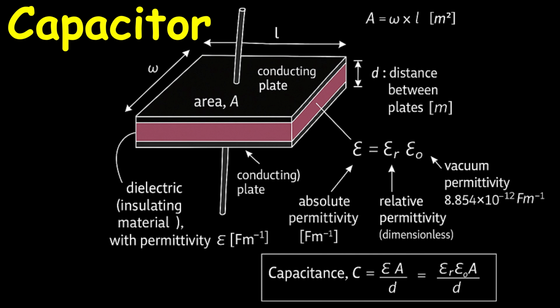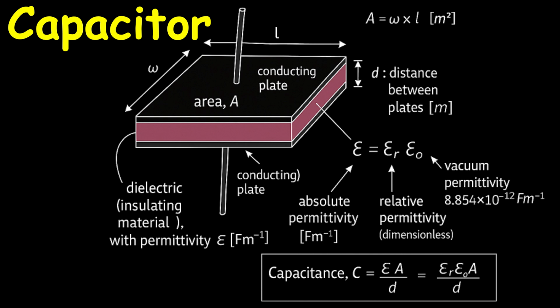This creates a design challenge for engineers. They want to make D as tiny as possible to maximize capacitance, but the plates can never touch. If they did, the charges would flow directly from one to the other, creating a short circuit, and the capacitor would fail. So, what do we put in that gap?